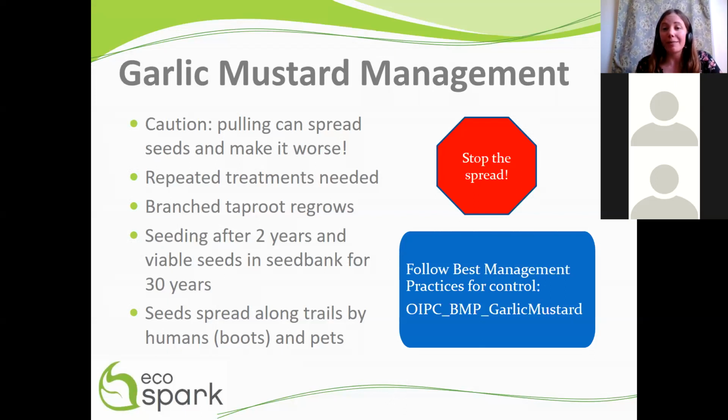So I just want to emphasize what you can do is stop the spread, and the best management practices will help you prioritize if you do have a patch, how you can stop the spread first and then reverse the spread and control any population you have on your own property. It's spread by human boots and clothing and by pets. So trails are actually one of the ways that this species is spread the best, unfortunately. And that's a major issue in our forest.